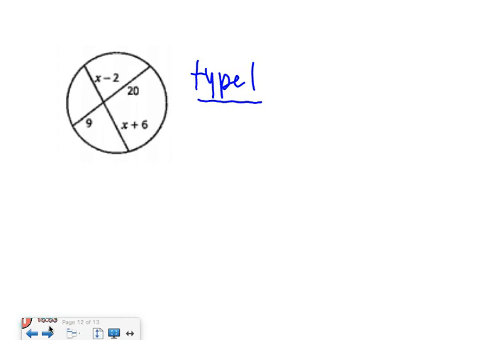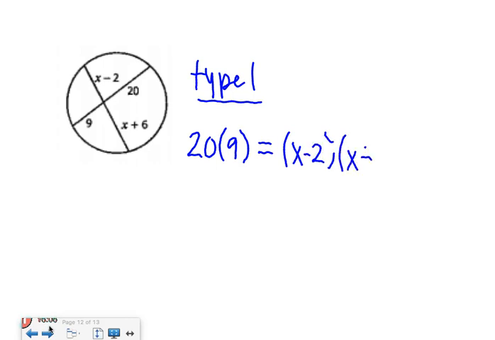Okay, so this time we're going to have 20 times 9 is equal to x minus 2 times x plus 6. This is algebra 2. It's actually like algebra 1, but we're just doing x squared. What's 20 times 9? 180. Good work.